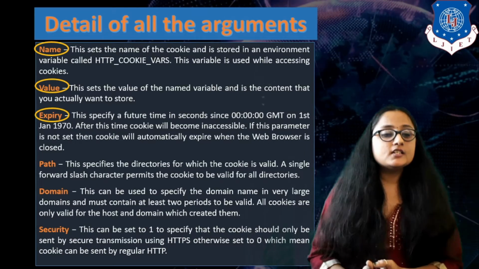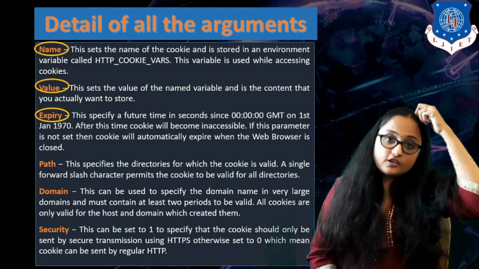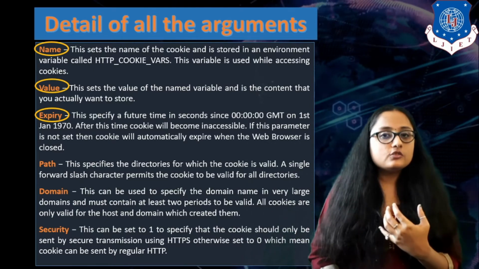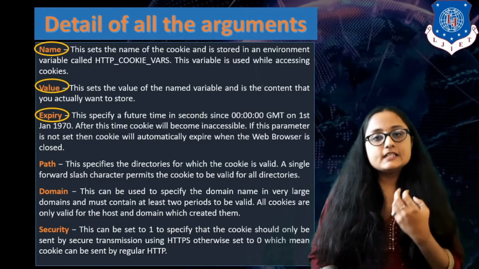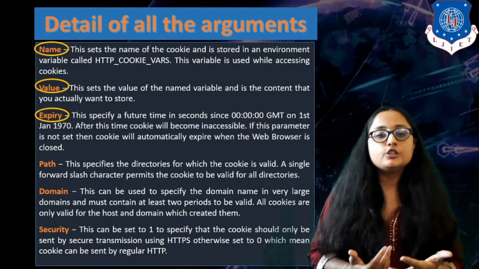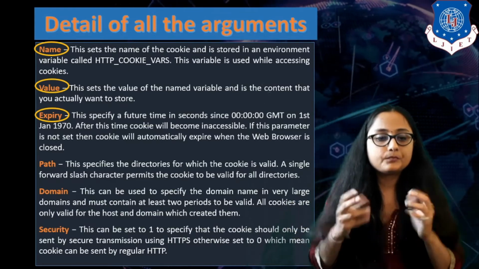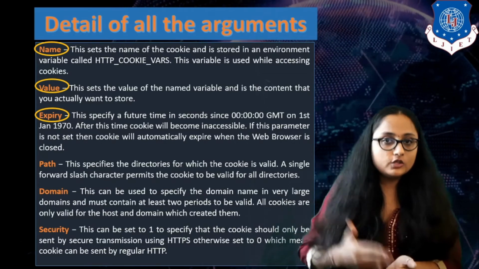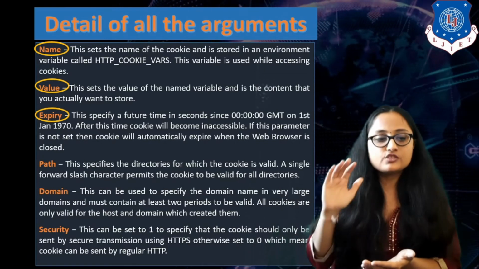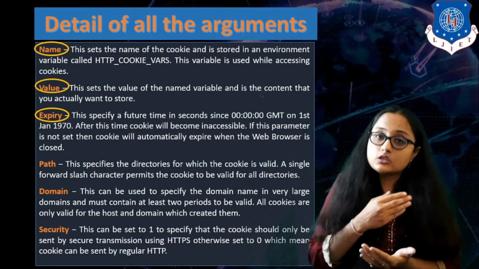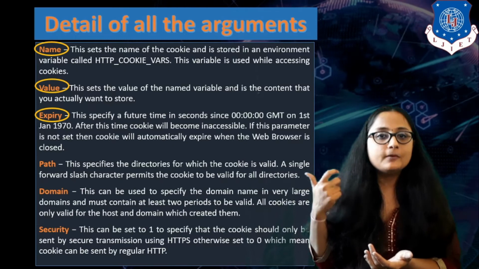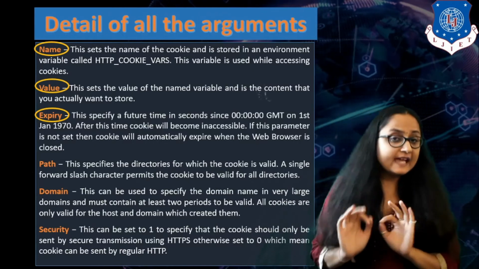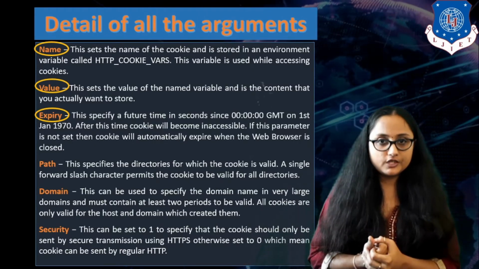The next is expiry. Now this specifies a future time when you want your cookie to expire, right? So basically this means when do you want your cookie to become inaccessible, or to be deleted. If you want a particular date and time when your browser should delete the cookie, you can specify it in the expiry. Now what if you are not specifying the expiry? As soon as you close the browser, automatically your cookie will expire.